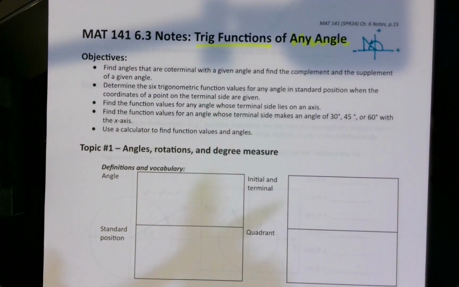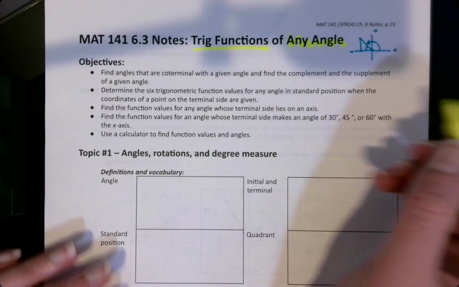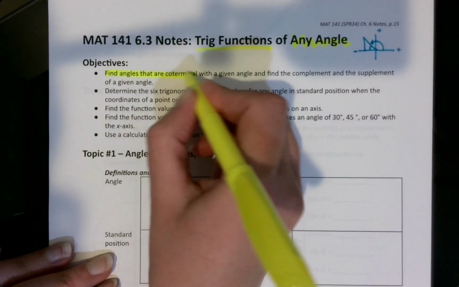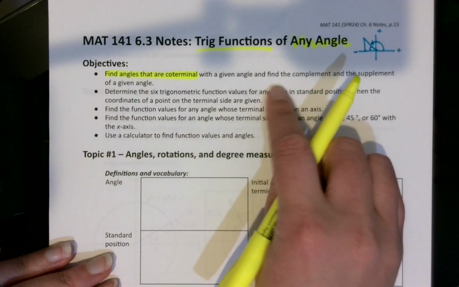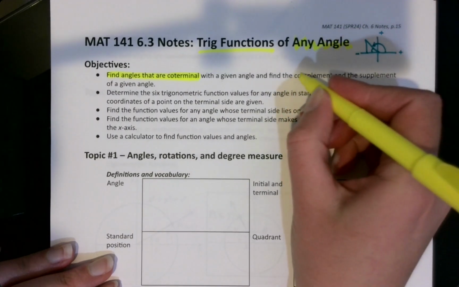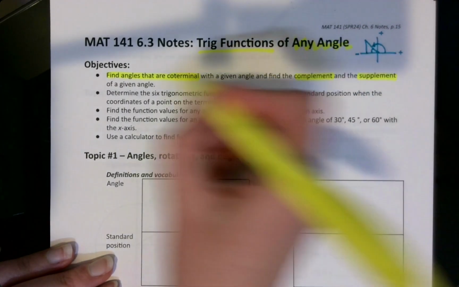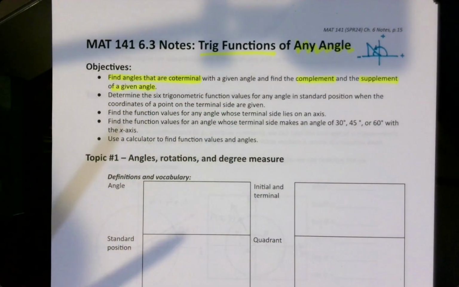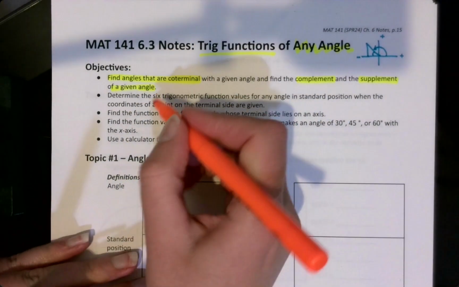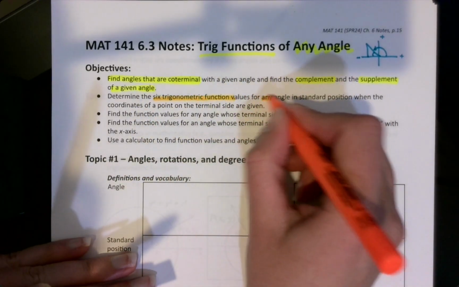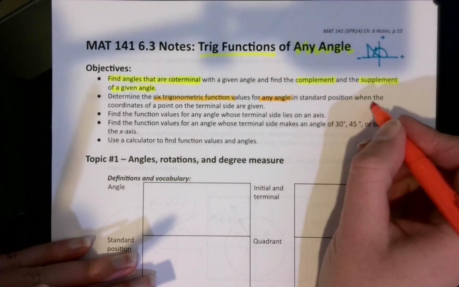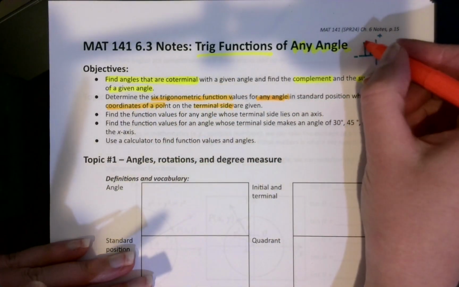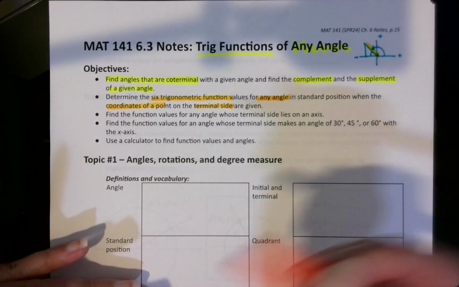Just a quick teaser at what we're looking at. So in order to be able to do this, we're going to need to find angles that are coterminal with a given angle. That's going to work in with finding complements and supplements of those given angles as well. Then we're going to be finding our 6 trigonometric function values for any angle in standard position, where the coordinate points of the terminal side of that angle are given.